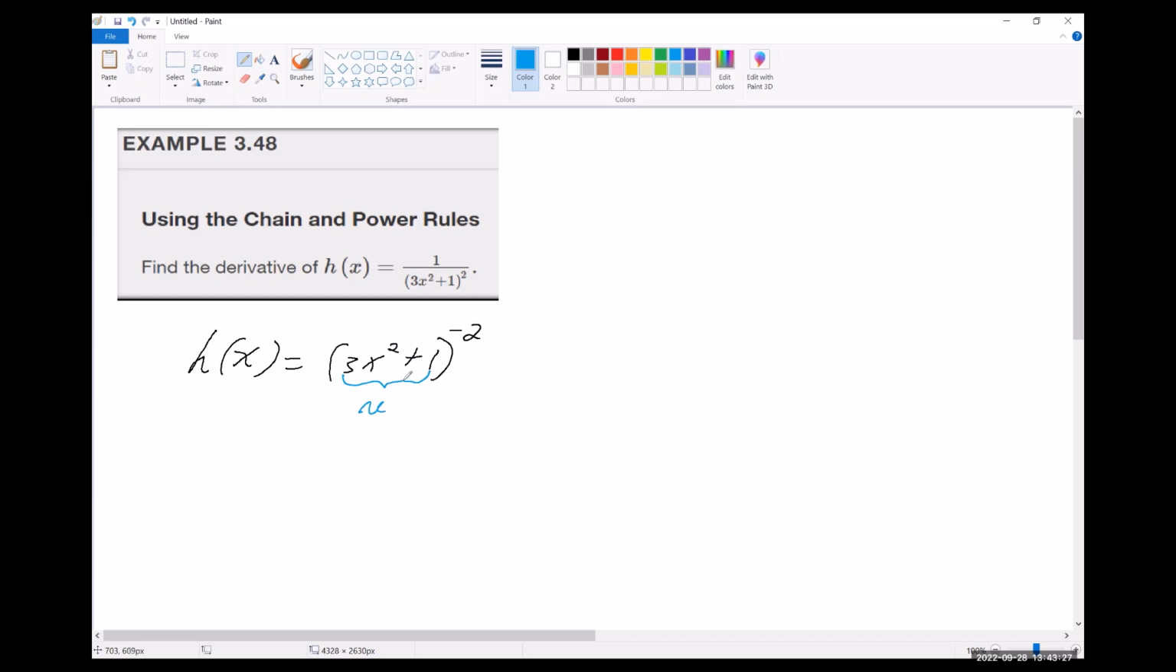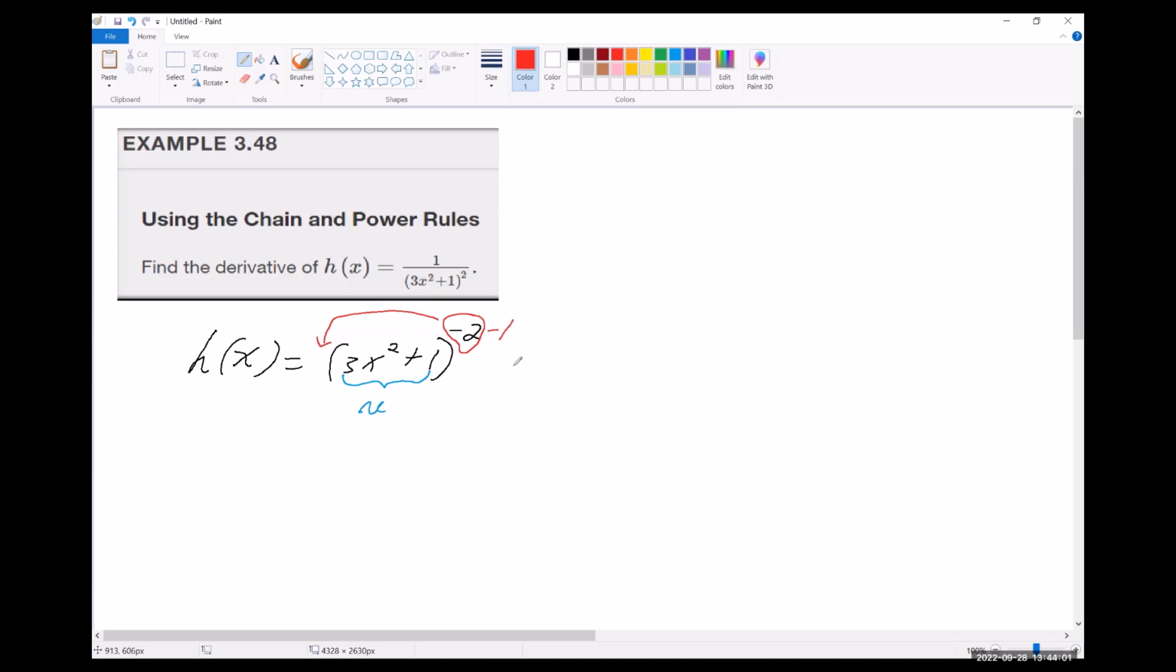And so the basic power rule has you take this -2 and bring it down here, and then subtract 1. That might be the hardest part to see.